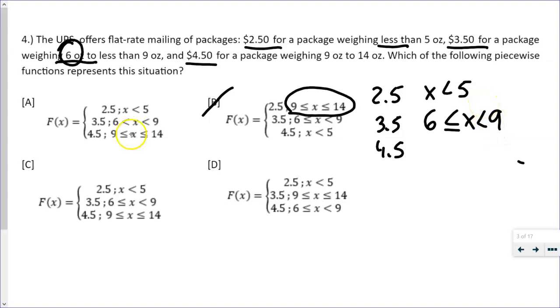So that means one bracket is going to be closed, one bracket is going to be open. All right, so let's look at our answers. Answer A right here is missing an equal sign, so A cannot be it, okay? And then these two are both correct. Let's see. Nope, this one has the wrong ounces, okay? For answer D, $3.50 is between 9 and 14. That is not true. That is our $4.50 package. So this also could not be it. So the correct answer is C.